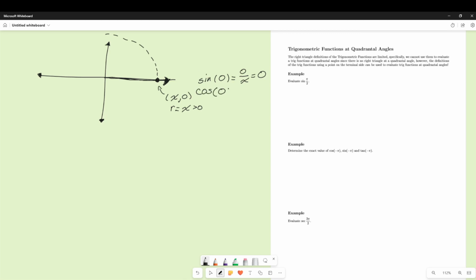Cosine of 0 radians? Well, the x over r, so x over x, it's going to be 1 no matter what. Tangent at 0, y over x. Remember, look back up at your definitions. Tangent of an angle is the y value in ratio to the x value, so 0 over x, for a positive value for x, always 0.